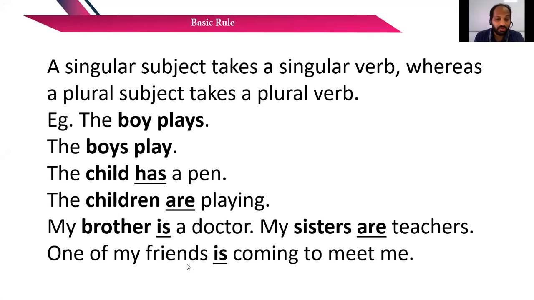One of my friends is coming to meet me. Normally there's a confusion with this sentence. Here it is one of my friends. That means I have many friends, but here I am talking only about one particular friend. Among many friends, I am talking only about one. One of my friends is coming to meet me. In general, if you look at all these sentences, a singular subject always takes a singular verb, and a plural subject takes a plural verb. That is the basic rule.